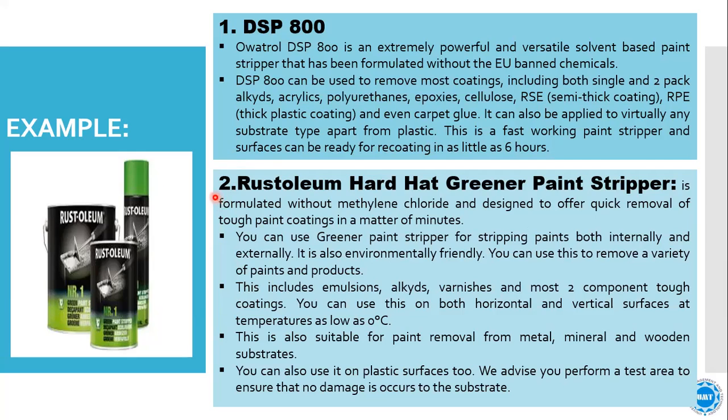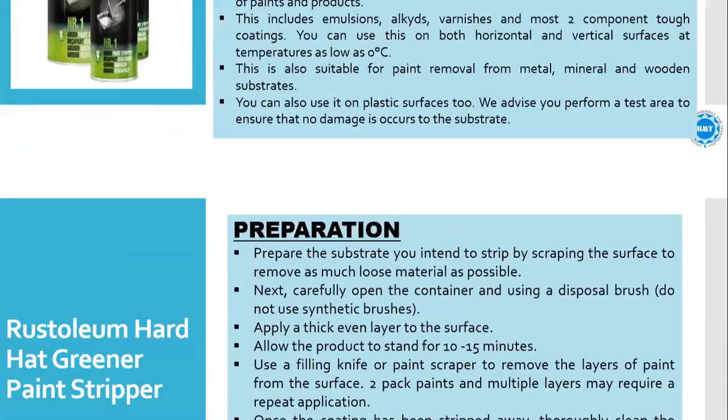But if we are going to talk about the Rust-Oleum Hard Hat Greener paint stripper, which is the second example that I've quoted here, it is formulated without methylene chloride and is designed to offer quick removal of tough paint coatings in a matter of minutes. You can use Greener paint stripper for stripping paint both internally and externally. It is environmentally friendly. You can use this to remove a variety of paints and products. This includes emulsions, alkyds, varnishes, and most two-component tough coatings. It is suitable for paint removal from metal, mineral, wooden, and other substrates. You can also use it on plastic surfaces.